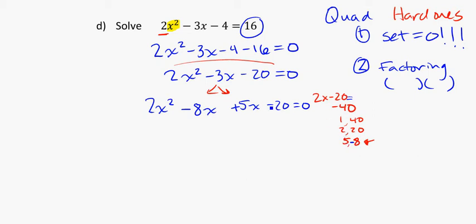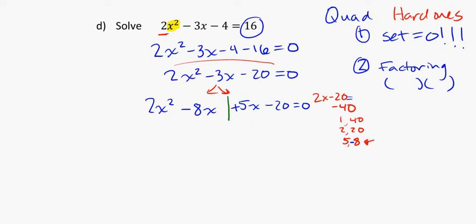And I need to have one positive, one negative, because my last term here is a negative. So I need a negative times a positive, and the bigger number is going to be negative because my middle number is negative. So now that I've got this done, I'm going to think about splitting this expression with 4 terms on the side in half.